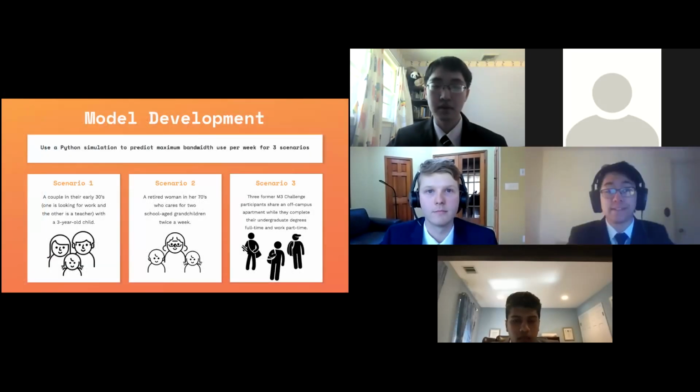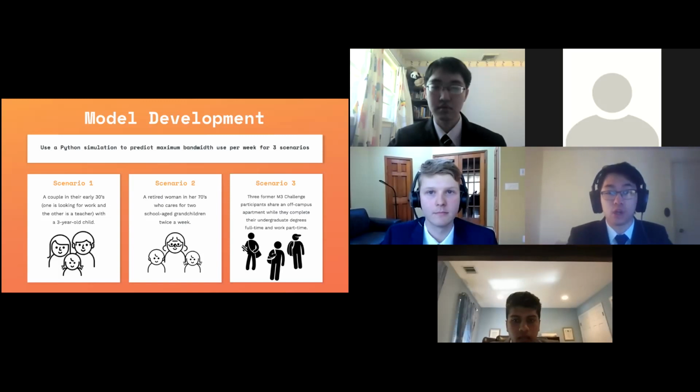So our model consisted of a simulation run in Python, which would simulate the 112 waking hours in a week. For each hour, every single member of the household would be assigned a task. The hourly household bandwidth usage is calculated as a sum of the bandwidth used for all the tasks performed during that hour. At the end of the 112 simulated hours, we recorded the maximum of the hourly household bandwidth usage as the required bandwidth to meet the demand for that week.